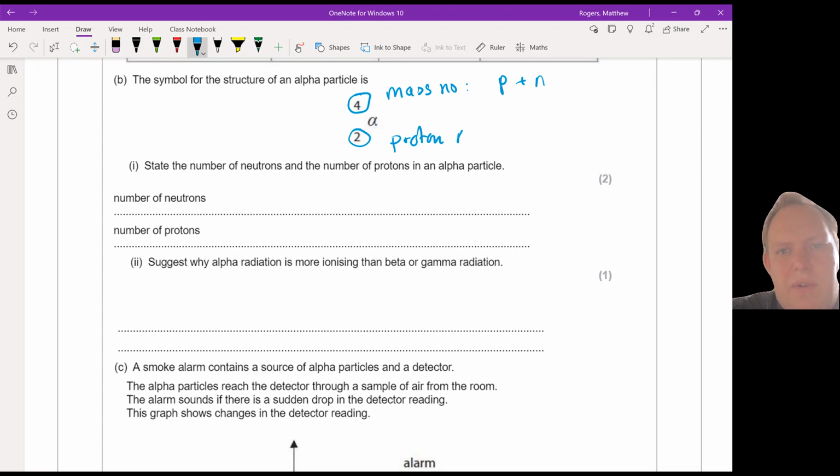We tend to call it a proton number in physics, but equally could be called an atomic number, which is just the number of protons. So to find the number of neutrons, we take the bottom number from the top number. To find the number of protons, we just look at the bottom number.